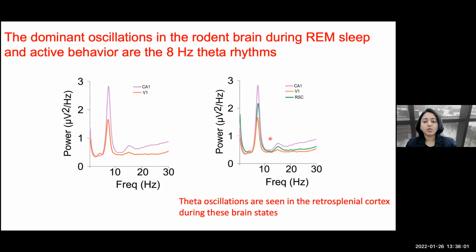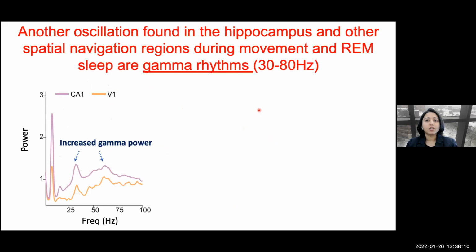Now, these theta oscillations are also seen in the retrosplenial cortex during both of these brain states. In addition to theta oscillations, we see another oscillation found in the hippocampus and other spatial navigation regions, specifically again during REM sleep and active movement, which are known as gamma rhythms. These are these 30 to 80 Hertz oscillations, as can be seen here in the bump in the power spectrum.